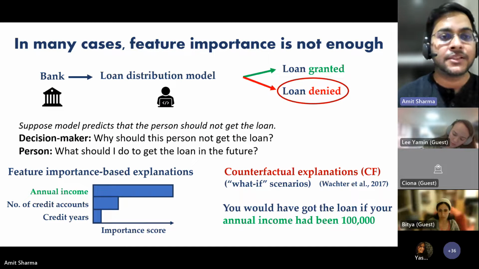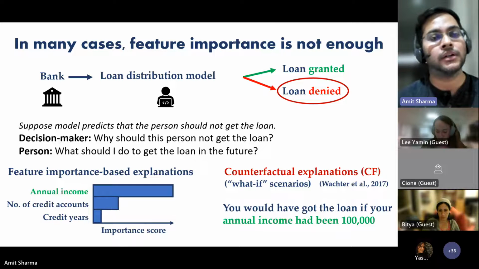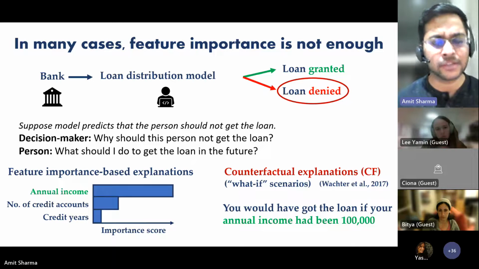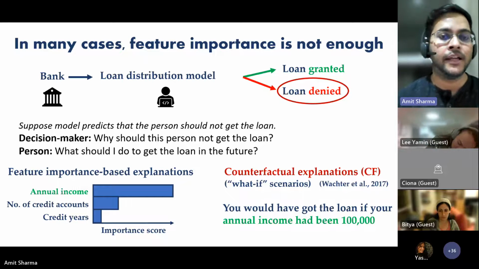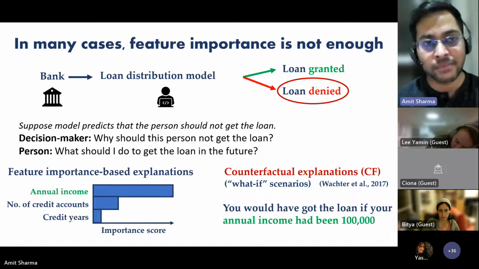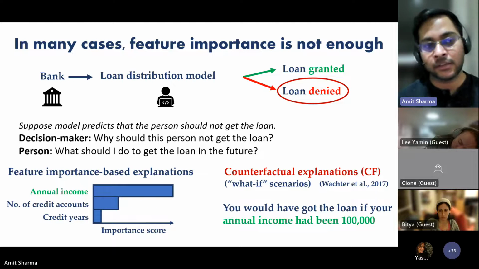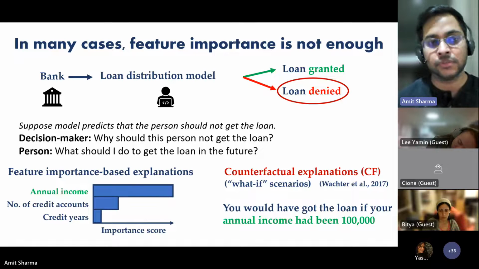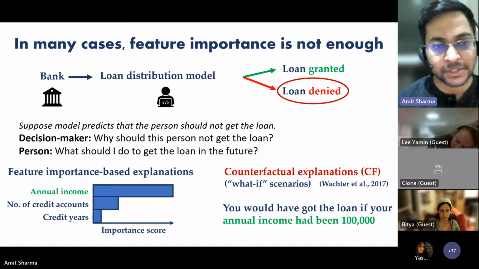But there are many cases we found where feature importance is not good enough. So imagine that you are a decision maker, or maybe you are a person who has applied for a loan from a bank, and your loan gets denied. So obviously you're not happy, and you ask the bank, why did you deny my loan, right? And the bank might say, oh, I use a machine learning model. I don't know. Here's the explanation that I have. And so it will tell you that annual income is the most important feature, credit years is the least important feature.